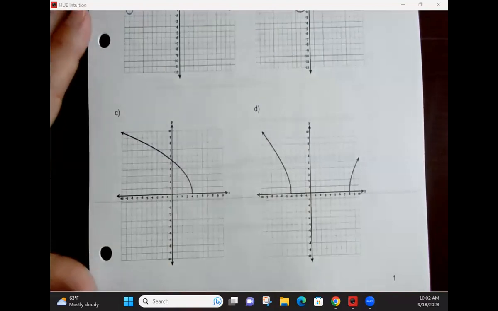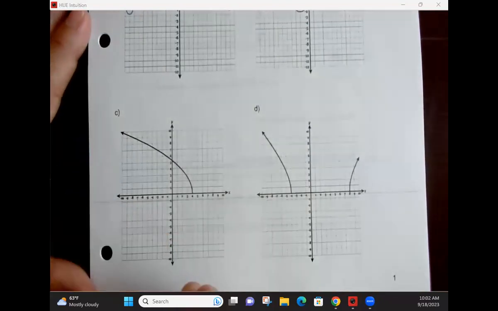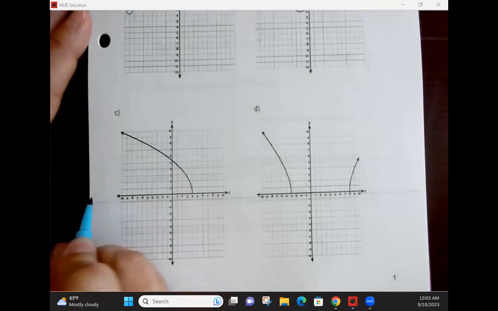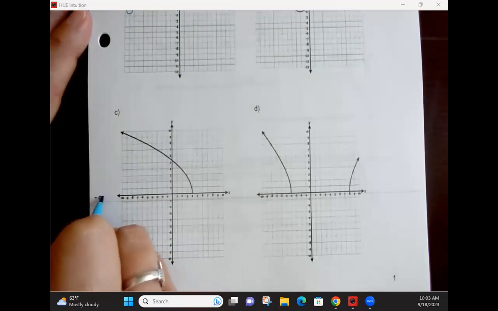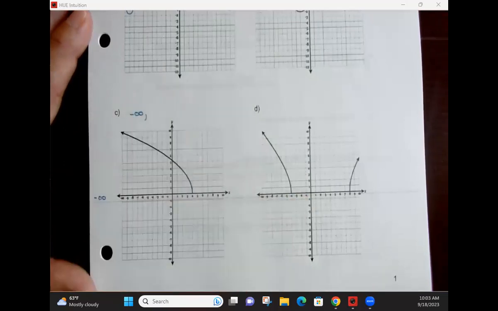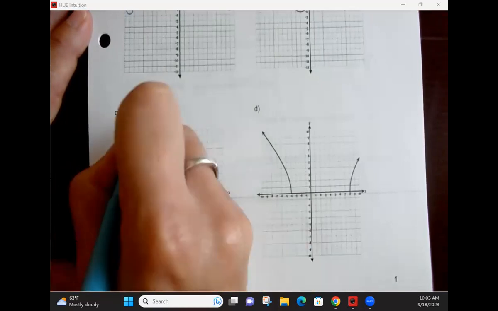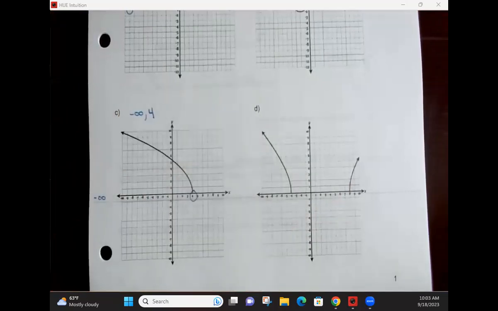For C, the smallest x value I can have if we go forever, anybody have ideas on what that would be? My smallest x value? Negative infinity. If we're going to go forever in the negative x's, that would be negative infinity. So my interval would start at negative infinity. And then what's the biggest x value I can have? What's the farthest I go to the right? 4. So my interval would be negative infinity to 4.